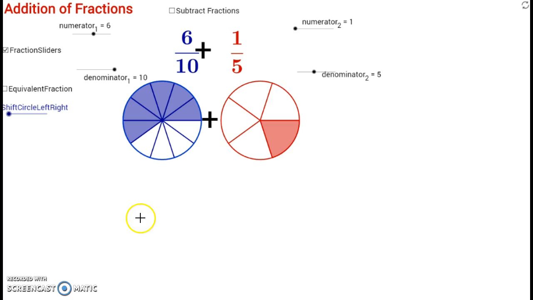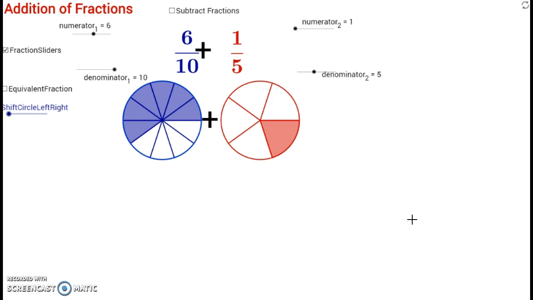So we notice immediately when we look at these two fractions, they do not have the same denominator. So what should you do first? That's right, you should find the common denominator. Take a moment to pause the video and list out all the multiples of 10 and 5. Circle the lowest common denominator, and then start the video again.